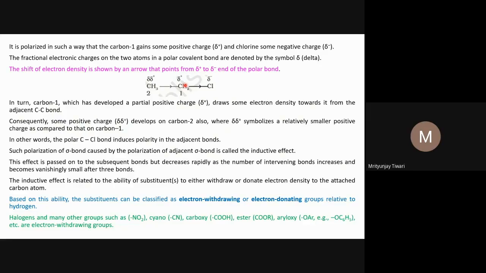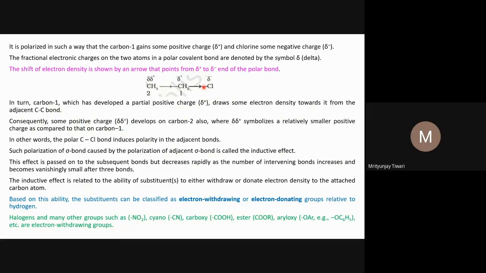So this electron withdrawing tendency causes this effect. Similarly, there are species which cause an electron donation effect, which we call the electron donation tendency. Those species are called electron donating groups, and the species which withdraw electrons are called electron withdrawing groups.